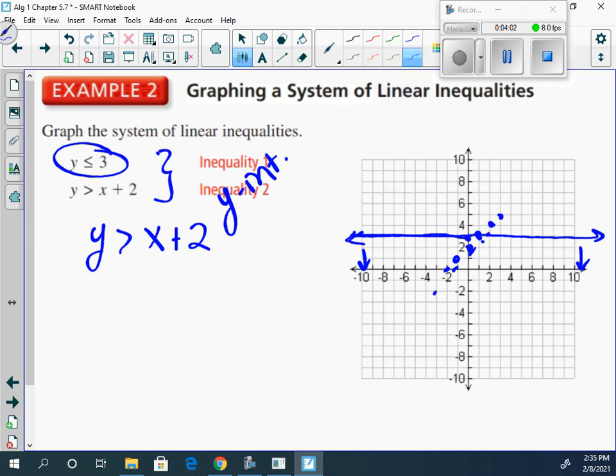Because here, since we're talking about inequalities, it's not just the point where they intersect, because the point of intersection may or may not be included, but we're looking at where they are the same, where they have the same shading.